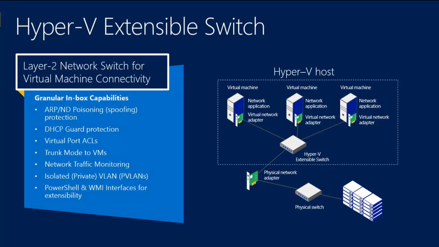But what is in the box? What capabilities are in there to help you provide more security? Well, things like protection against ARP and neighbor discovery poisoning, protecting against rogue DHCP servers and routers inside virtual machines that people might set up, virtual port ACLing to control what VMs can communicate with other VMs at a fairly granular level, trunking traffic to individual VNICs within virtual machines, traffic monitoring and mirroring, PVLANs for granularity within individual VLANs. All of that is built into the standard Hyper-V extensible network switch, and that's just part of Hyper-V.